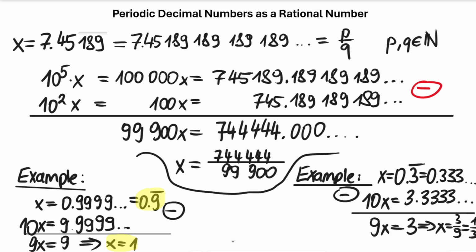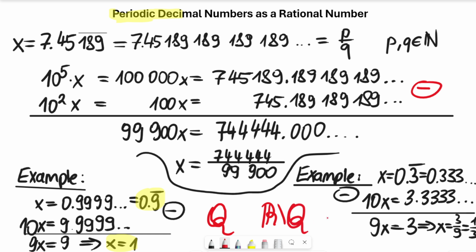So what have we learned here? That a periodic decimal number, where the digits are repeated, is a rational number, part of Q. For sure, there are non-periodic decimal numbers, and they are not rational numbers, so they are elements of the real set without the rational numbers.